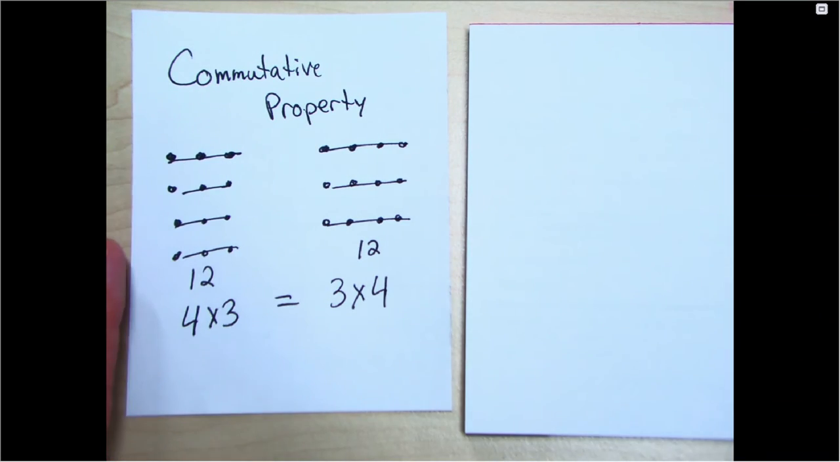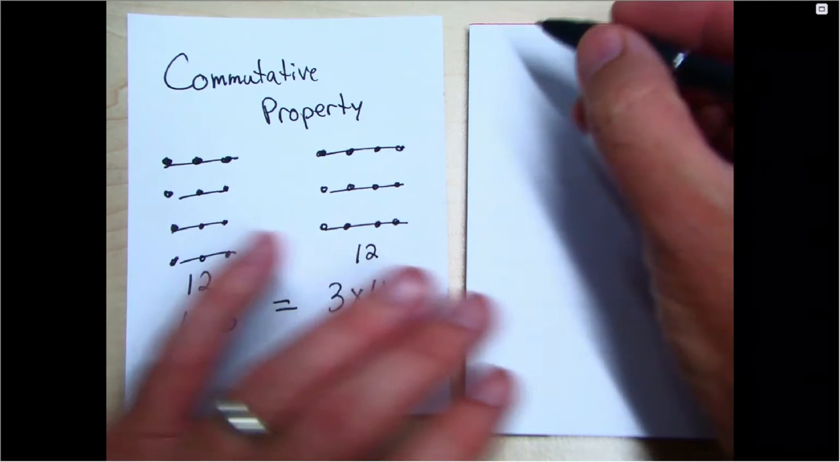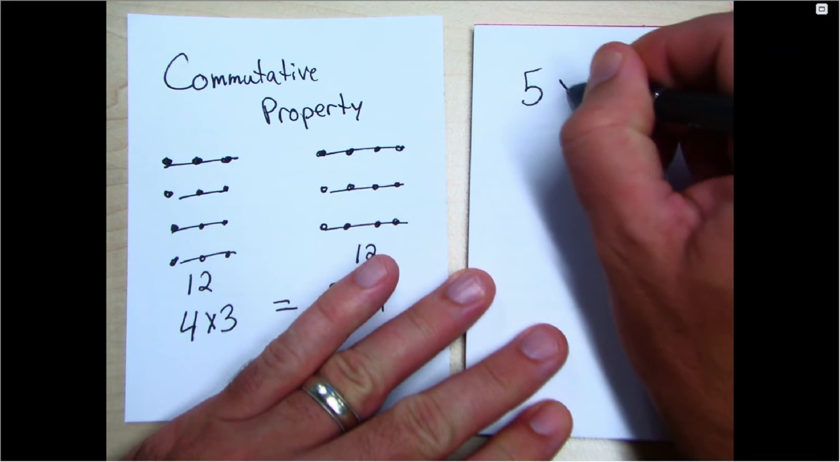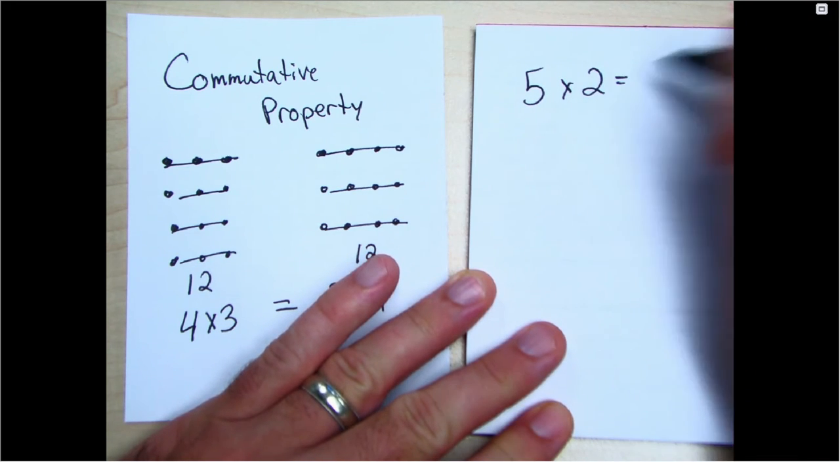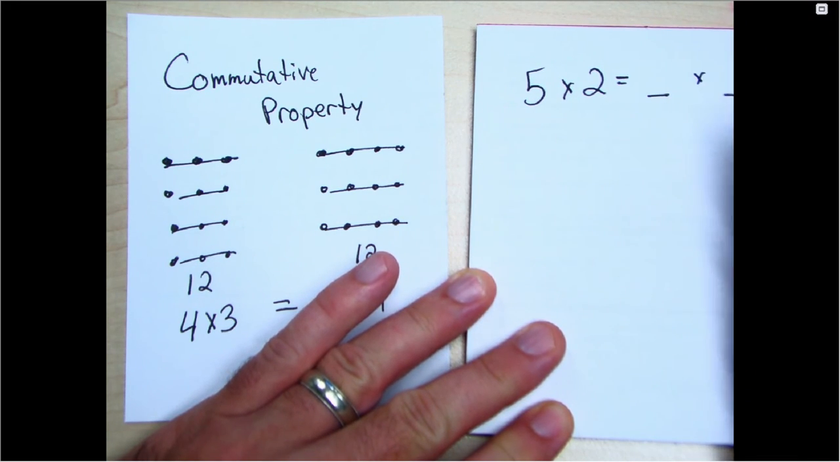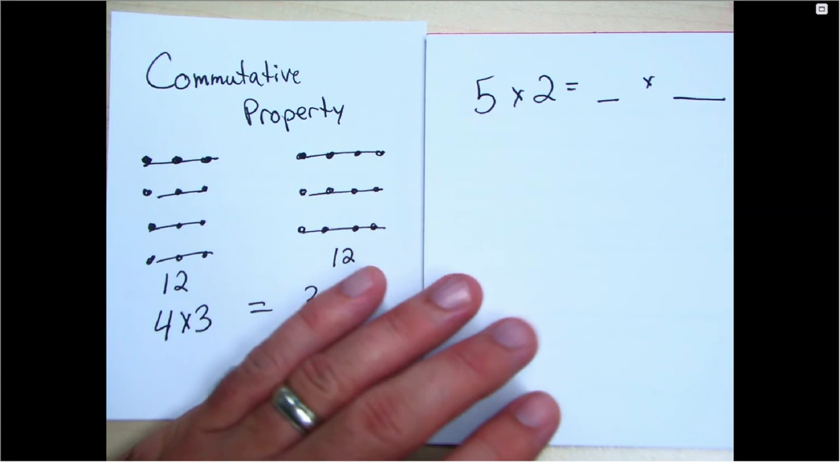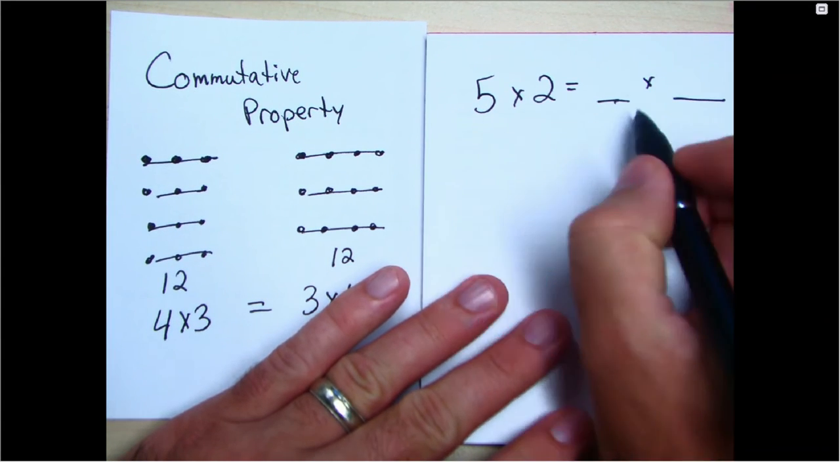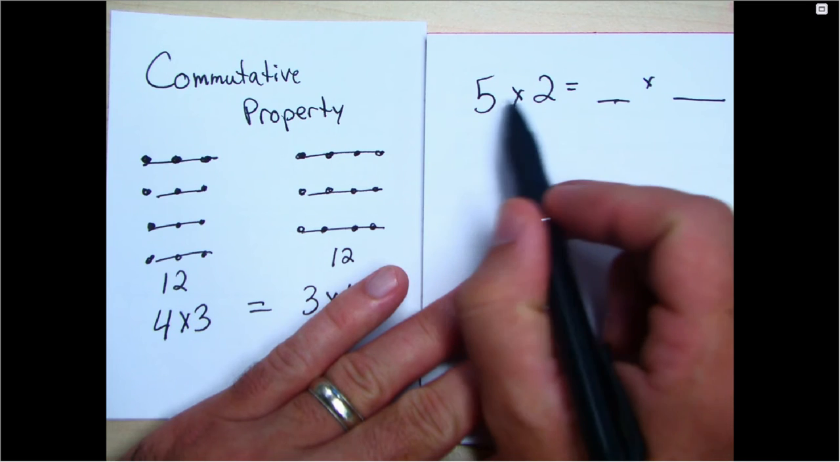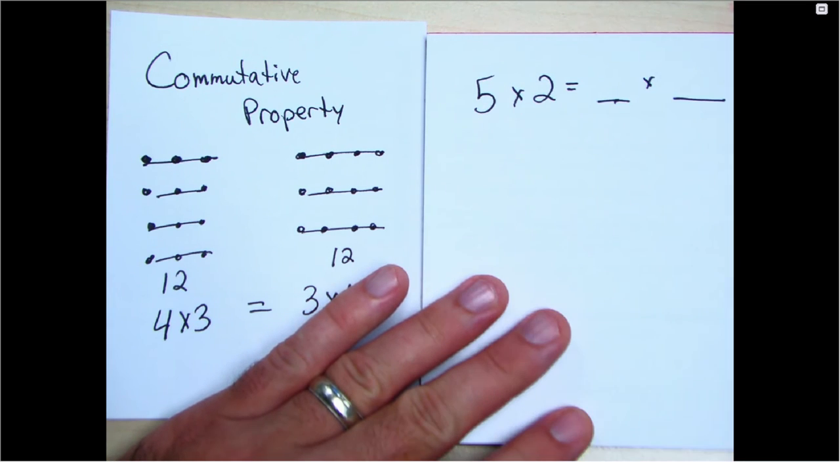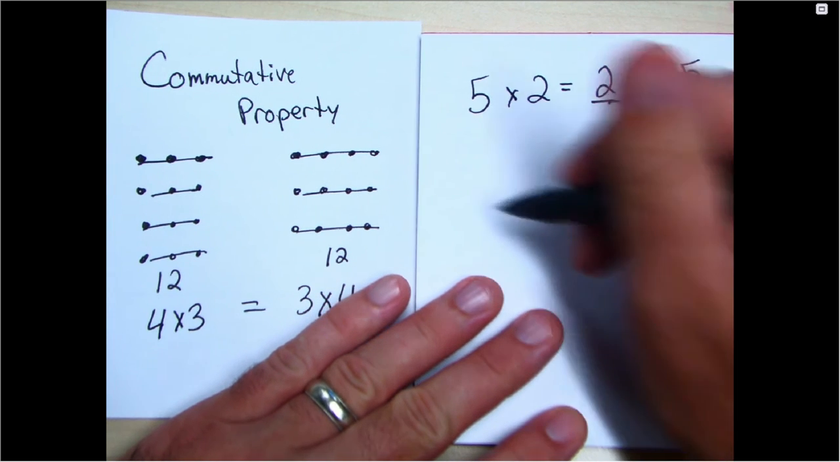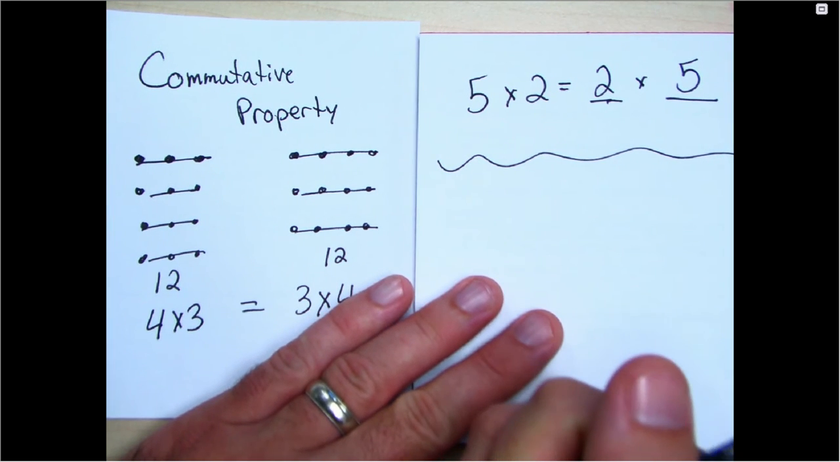So when I'm looking at practicing some of these problems, we might say, what's the commutative property for 5 times 2? What am I allowed to do? Well, for commutative property, I am just going to flip-flop those numbers, just like we used to do with adding. And those are the same problem.